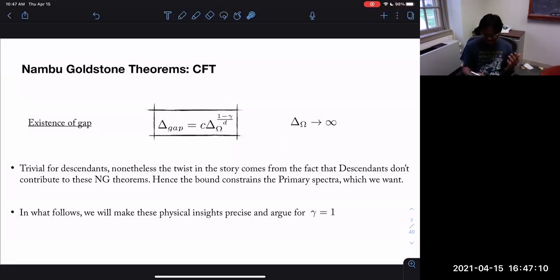And so that means we will have a bound explicitly on the spectrum of primaries. And by this delta gap, we will mean the gap in the spectrum of primaries over the state delta omega. So in what follows, we will make these physical insights precise and argue for gamma equals 1. So this will be my next task. So is there any question at this point?